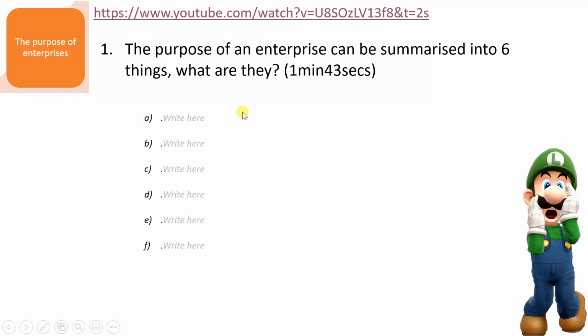Don't look all shock-horrored that, considering there are 6 things to write down, they're actually quite straightforward. We're looking at the purpose of enterprises. So you've got to click on the link at the top. That takes you to lesson 1 of component 1 Aim A, and you can boil it down to 6 main things about why enterprises exist. So if you scoot along to 1 minute 43, you'll probably find all the answers there.